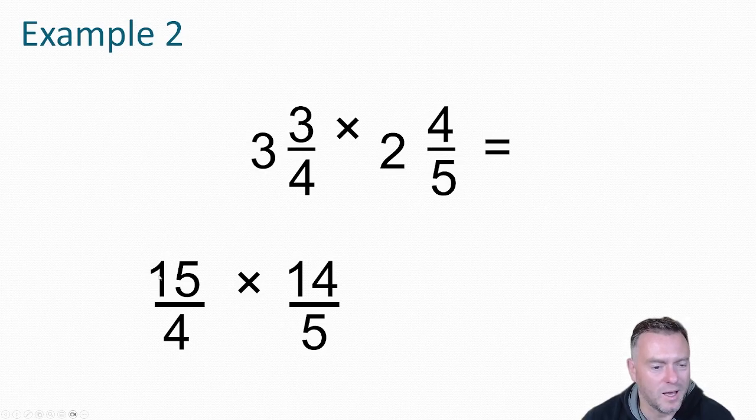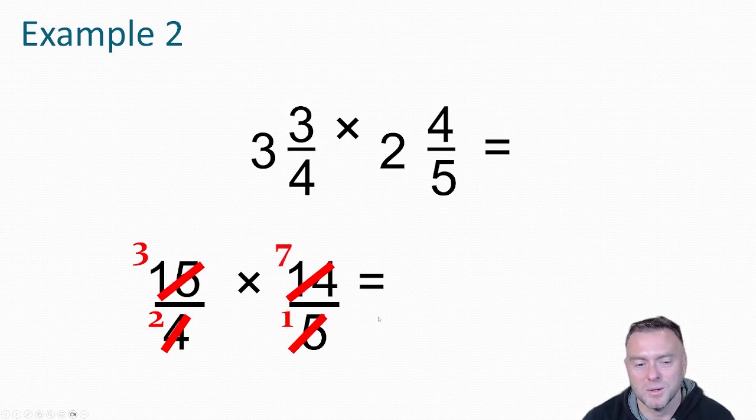Now, I would go through and hack this. So I've got 15 and 5, so I can divide both the top and bottom by 5. And similarly, I can divide the 4 and the 14 both by 2. So the 5 goes into 5 once, 5 goes into 15 3 times. And then over here, 2 goes into 4 2 times. And then 2 goes into 14 7 times.